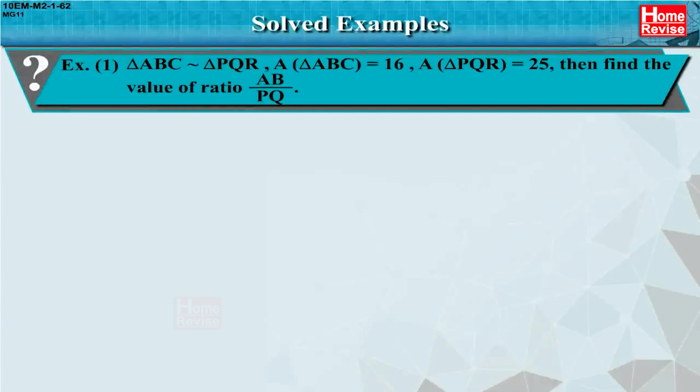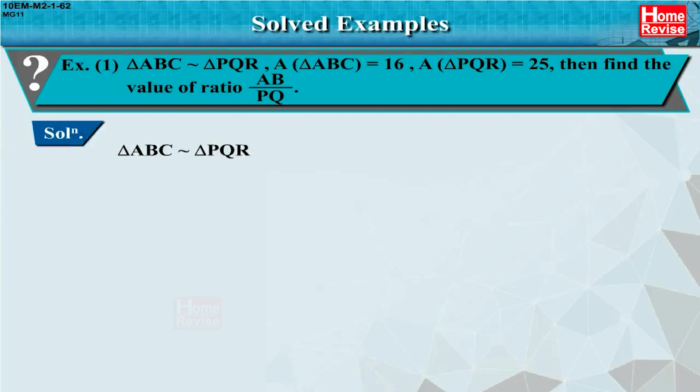Solved examples. Example 1. Triangle ABC is similar to triangle PQR. Area of triangle ABC is equal to 16. Area of triangle PQR is equal to 25. Then find the value of ratio AB upon PQ.